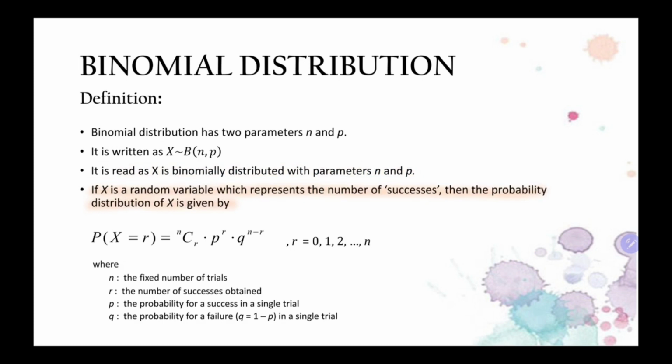by P(X = r) = nCr times p to the power of r times q to the power of n minus r, where r starts from 0 until n, where n is the fixed number of trials, r the number of successes obtained, p the probability for a success in a single trial, and q the probability for a failure in a single trial.